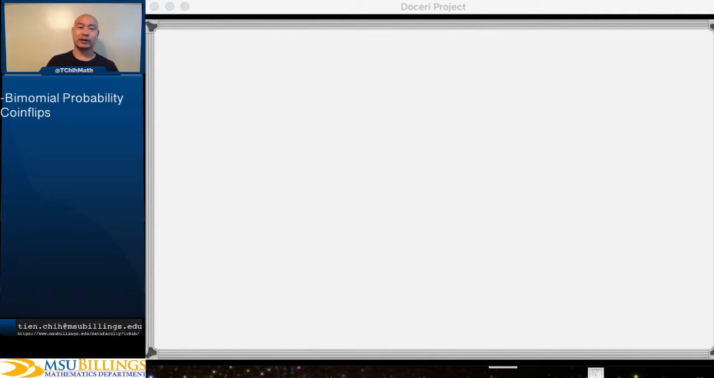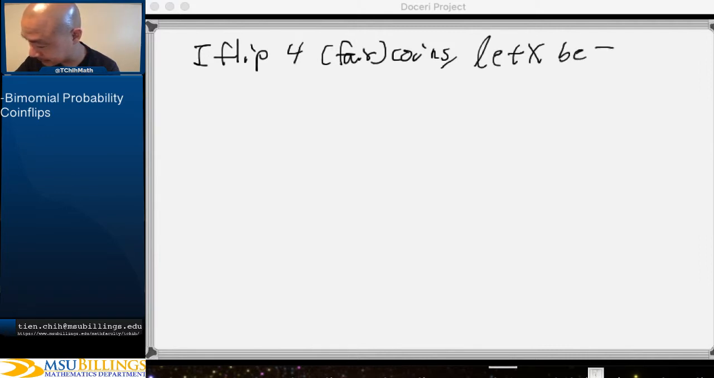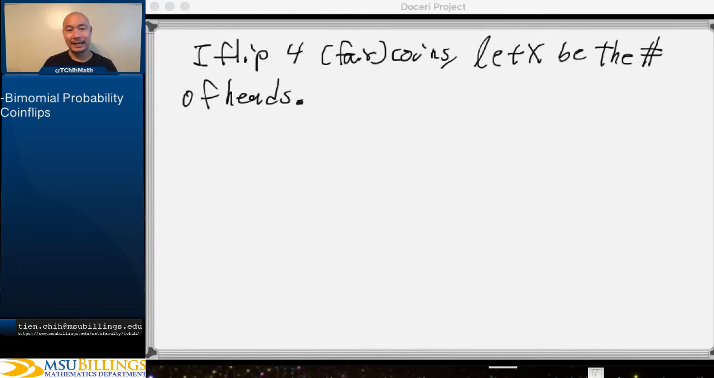So let's start with a really straightforward binomial probability. Let's say I flip four fair coins, and I'm going to let my random variable x be the number of heads. Great, right? And as far as binomial probabilities go, there's really not a more straightforward choice for a binomial probability.